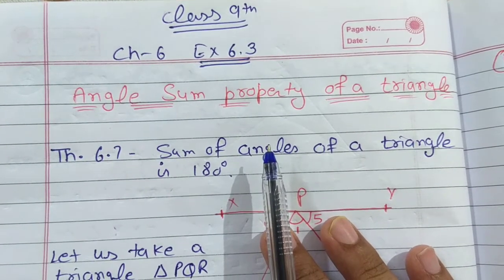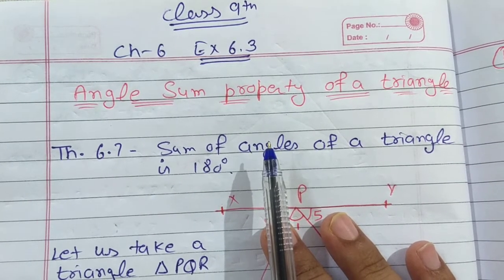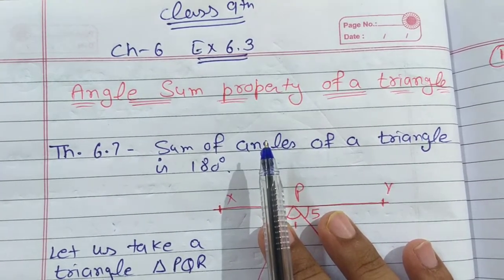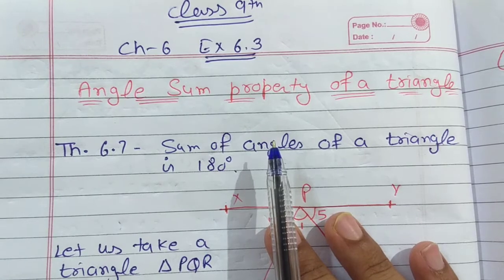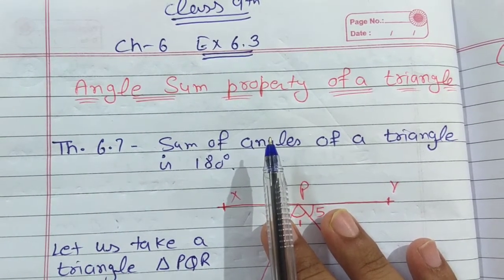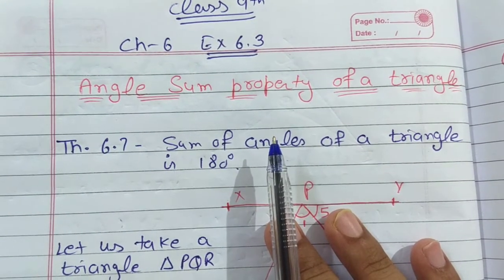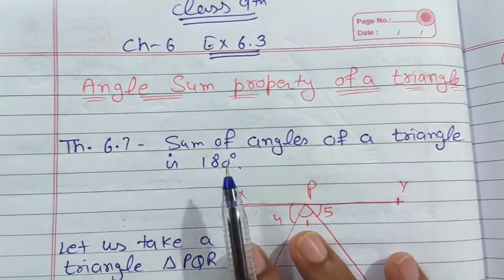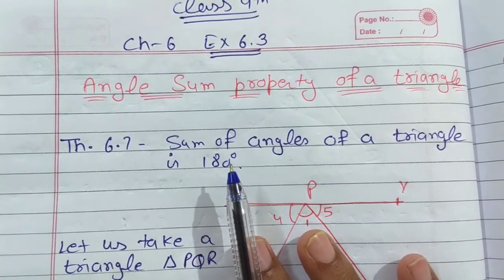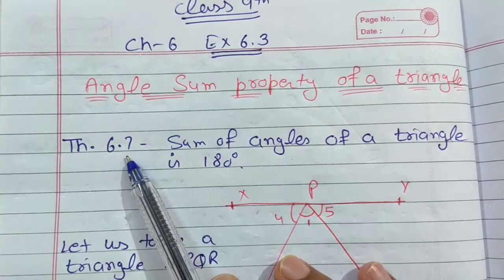Good morning students. In ninth class we are doing chapter number 6, that is Lines and Angles, and we have done so far exercise 6.1 and 6.2. Now we are starting our new exercise, that is called exercise 6.3. So before starting this exercise, we have to do a very important theorem 6.7.